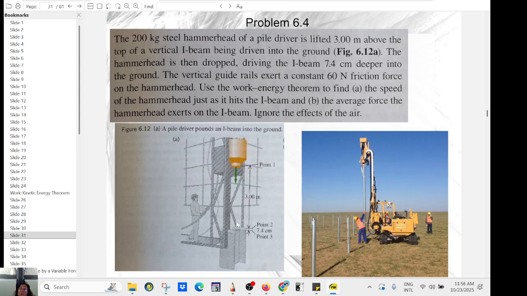So first we need to find the speed before it hits the pole. That's easy. You can use the work-energy theorem. The work done by the weight: the force is the weight, and gravity is doing positive work, and you have negative work from friction. So you can find the net work done on the hammerhead. You want to find the final speed here. So this you can do.